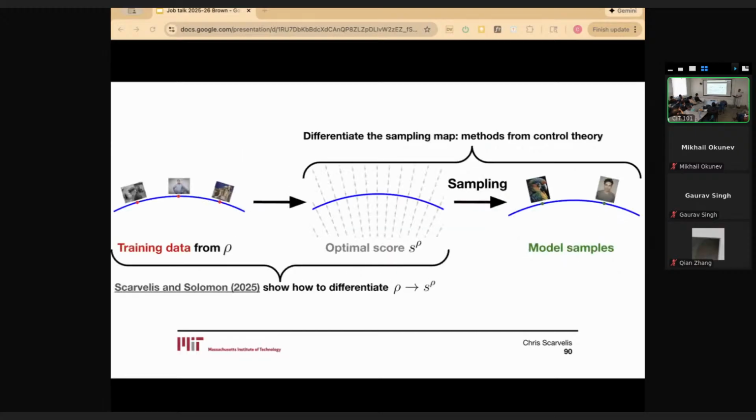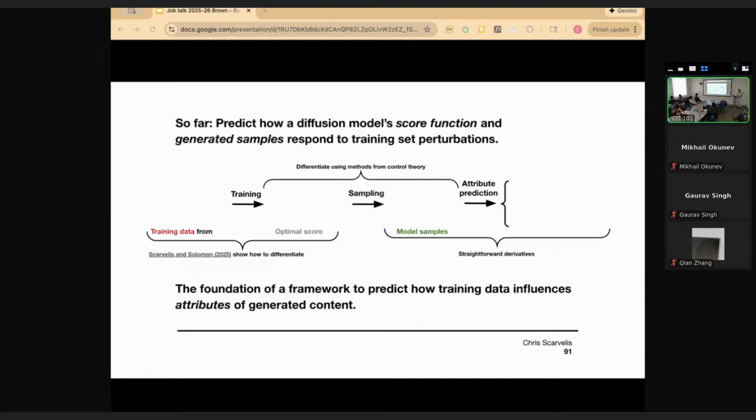And it turns out that you can do this using standard methods from control theory, which tell us how paths through a vector field respond to changes in the field driving those paths. And so by combining our variational derivative with these control theoretic results, we can predict how a sample that a diffusion model has generated will respond to changes in its training data.